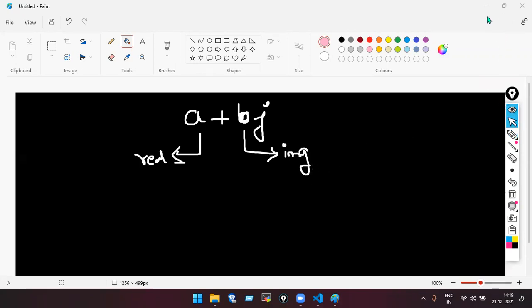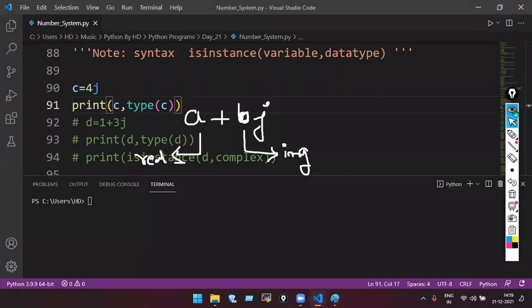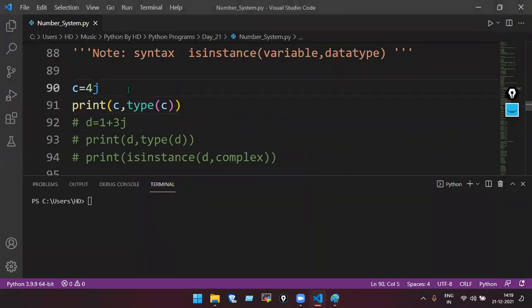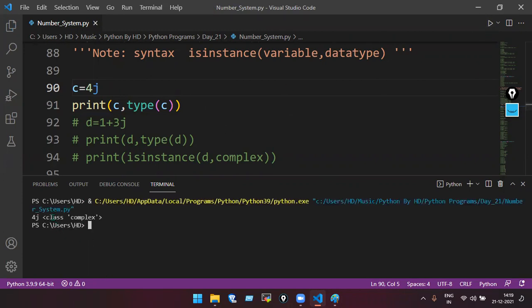So let me show once practically now. Here, if I type 4i, is it working? No. But if I keep 4j, it works. Okay. And what is the real part answer? It is 0. Imaginary part is what? 4. So print C will give 4j. And what type is it? It is of the type complex. So let me run the code. So you can see here 4j. And what type is it? Complex. So complex is also one kind of data type in Python.